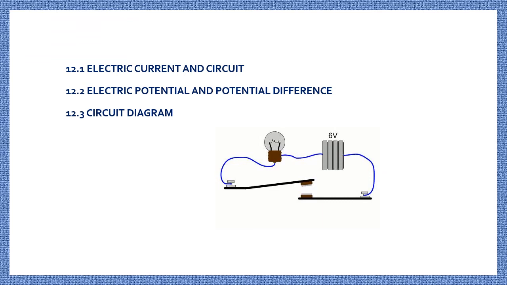That is electric current and circuit, electric potential and potential difference, and circuit diagram. These 3 points we are going to discuss in this part. So, let me start.